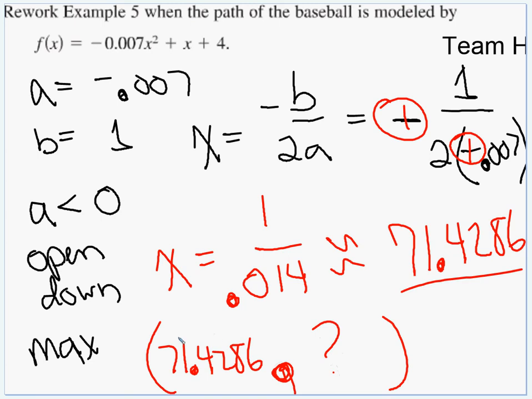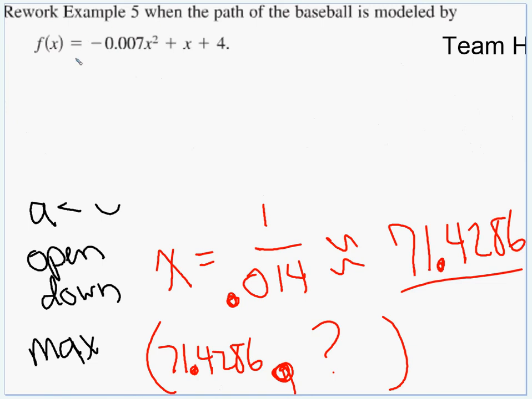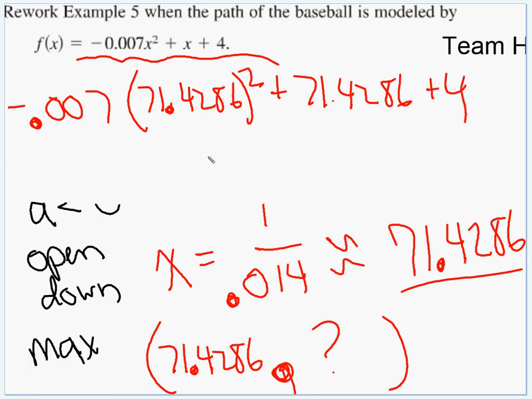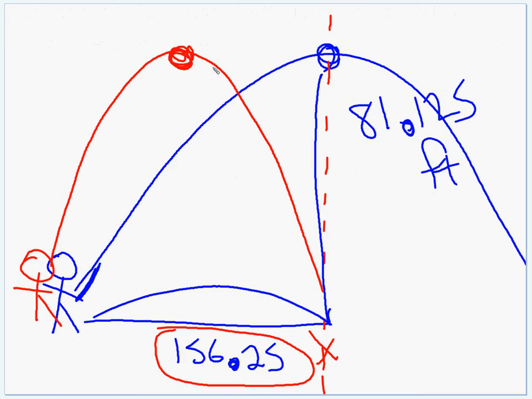So how do we find the y value that is paired up with this x value? We put it back into the original equation. So here's our original equation. We would have negative 0.007 times 71.4286, that number squared, plus 71.4286, and then at the end, don't forget we have a plus 4 on there. When we punch that in the calculator, we get approximately 39.7 feet. It did not go quite as high. That one went 81, this one 39.7. So this red one should be more down here, not quite as high, and it won't go quite as far.